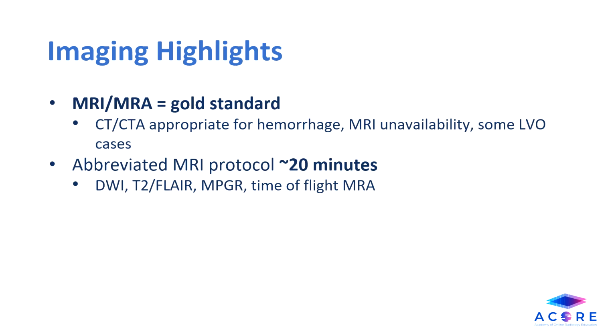MR is the gold standard for diagnosis of pediatric AIS, but as we mentioned in the previous slide, there are some situations where CT and/or CTA can be acquired instead. These include cases where there is suspected hemorrhage, when MRI is not available, and even some LVO situations. MRI and MRA are the gold standards because they provide superior sensitivity for detecting early ischemia. They can also be used to differentiate stroke mimics like encephalitis, tumor, or migraine.